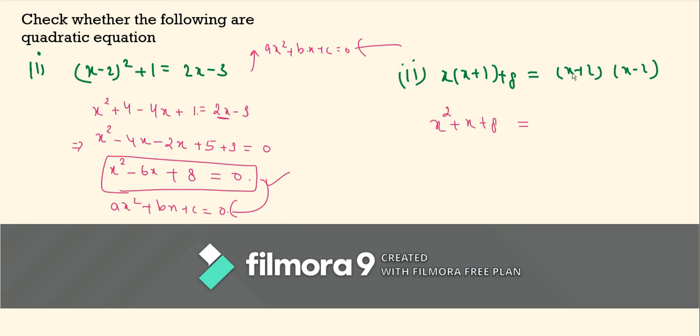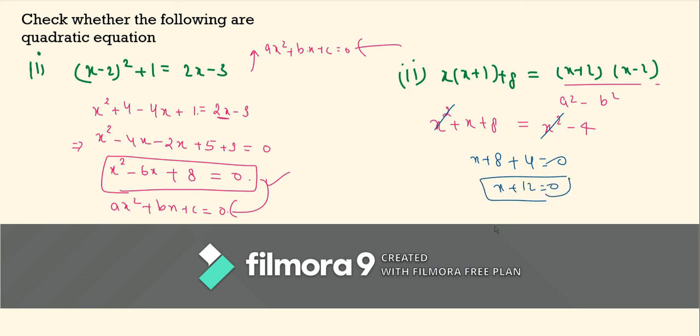What about the other side? Use the formula (a plus b)(a minus b) will give you a square minus b square. So what is left? x square minus 2 into 2, 4. Now clearly see x square on both sides, so you can easily cancel them. Now what is left? x plus 8 plus 4 is equal to 0, so x plus 12 equal to 0. So this is not a quadratic equation. This is how you will judge, and you will not judge the questions quickly. First of all, you will solve and make it in this form, thereafter you will judge.